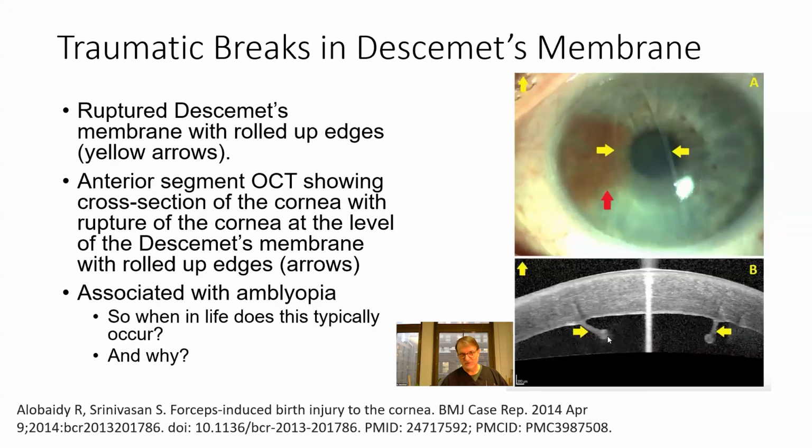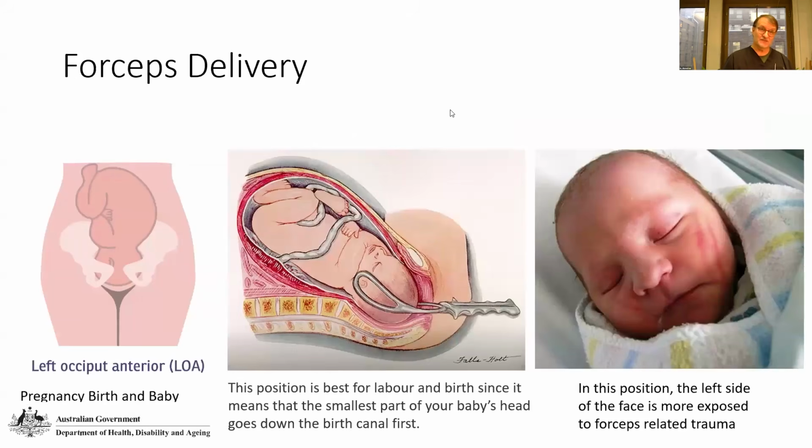The Descemet's membrane has ruptured, and then it's rolled over on itself as it healed. And this is a bona fide traumatic break in Descemet's membrane. These are uncommon, but we can kind of put this all together. It's associated with amblyopia, and it typically occurs early in life, which would be a type of trauma. But why? And here's your answer, is forceps delivery.